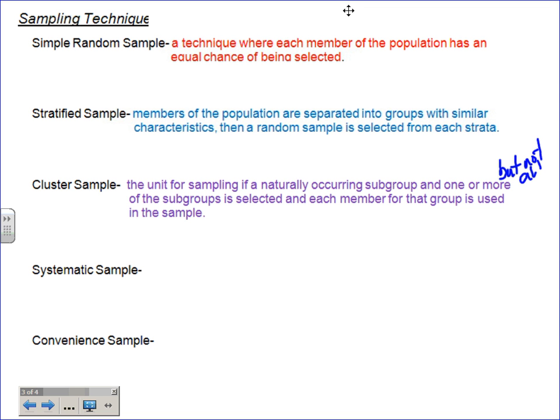Okay, here we have naturally occurring subgroups. So for example, I have 2 sections of geometry, hour 2 and hour 6. Those are naturally occurring subgroups of my geometry students, correct? All right. And we're going to choose one or more, but not all, of the subgroups. So maybe I would just choose second hour, and I would take each member and use it in my sample. So all of second hour would get used in the sample, but I can't use sixth because here it says not all. Because if you use all, isn't that your population? Okay, see, that's why they say but not all. Because what's the sense of having this if you're just going to pull everybody?